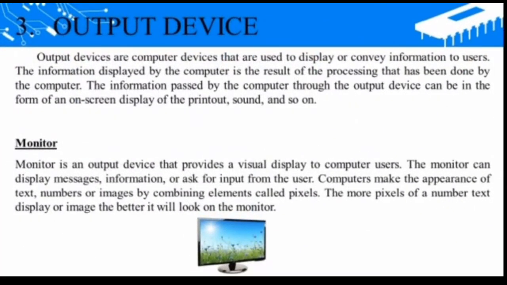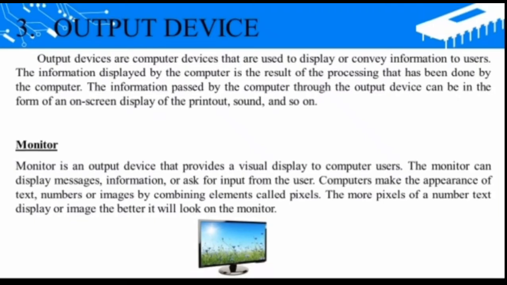3. Output device. Output devices are computer devices that are used to display or convey information to users. The information displayed by the computer is the result of the processing that has been done by the computer. The information passed by the computer through the output device can be in the form of an on-screen display, a printout, sound, and so on.